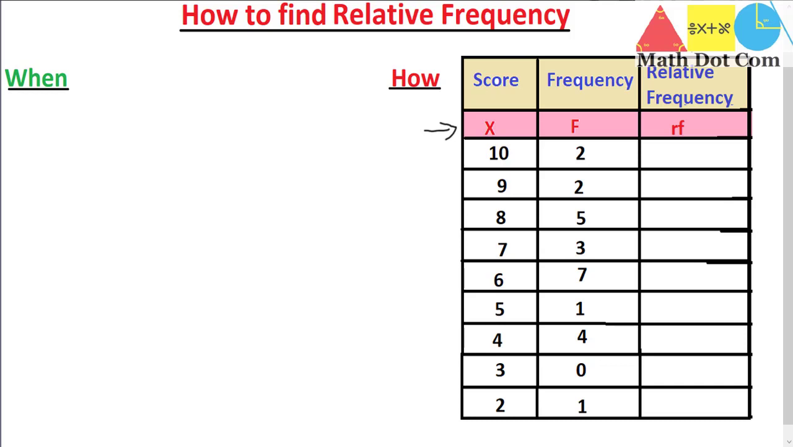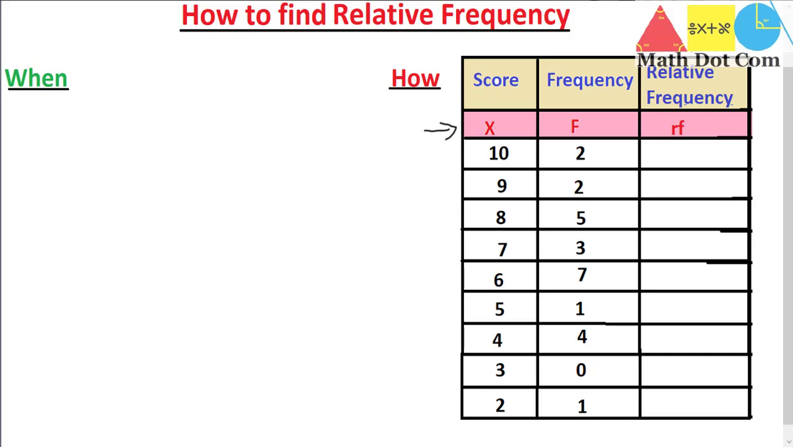So what we should have to find the relative frequency is the frequency, and the frequency will be evaluated from the score. That will be given, that is how many times that score occurs or how many students have got that score. That will be the frequency.